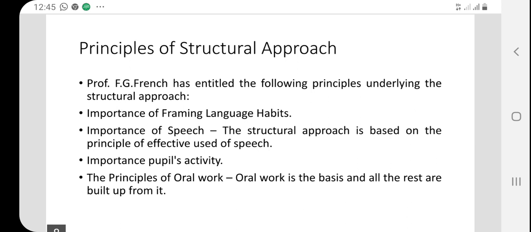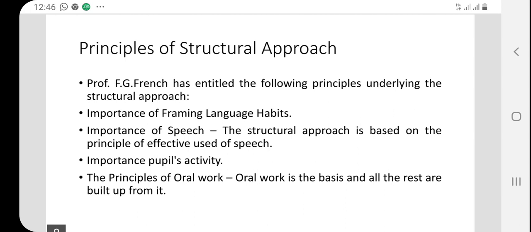Then we have Professor F.G. French's principles of the structural approach. Again the same thing; these are the following principles. First of all, the importance of forming language habits. The students must be taught how to form good habits about a language, how to develop good habits to learn it.